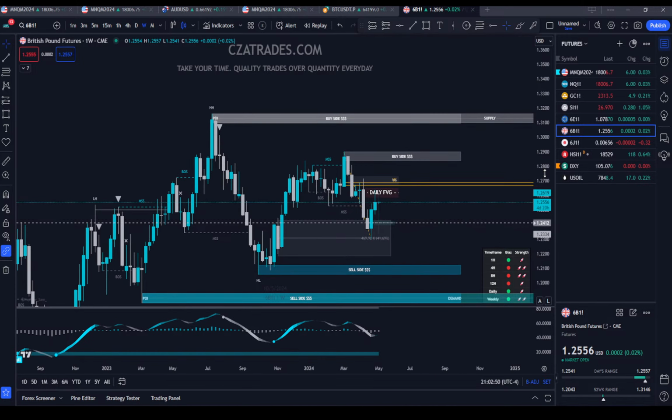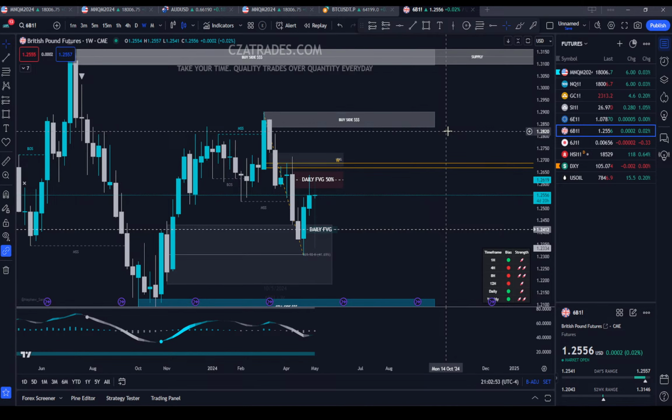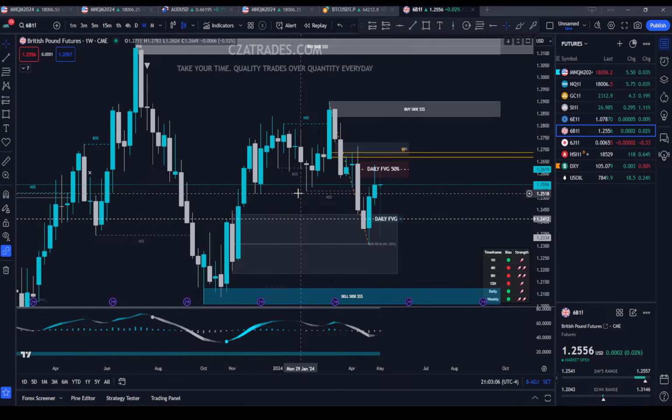So since we are bearish, what are we looking for? We're looking for bearish entries, which is this weekly golden pocket, which overlaps with this fair value gap, but it's already been tapped into. So our closest entry to our price action is going to be in a little bit lower time frame. It's going to be on a daily.